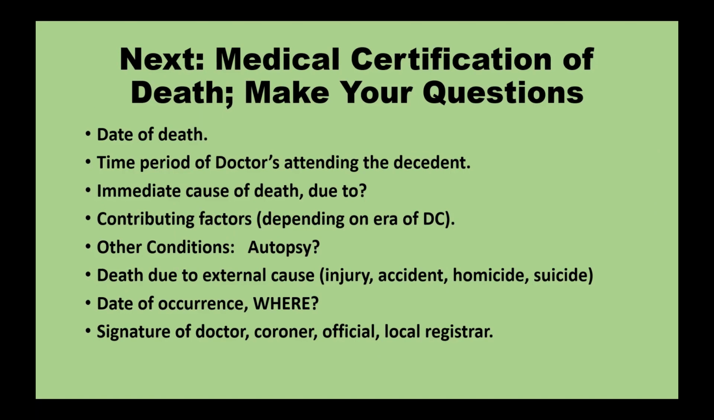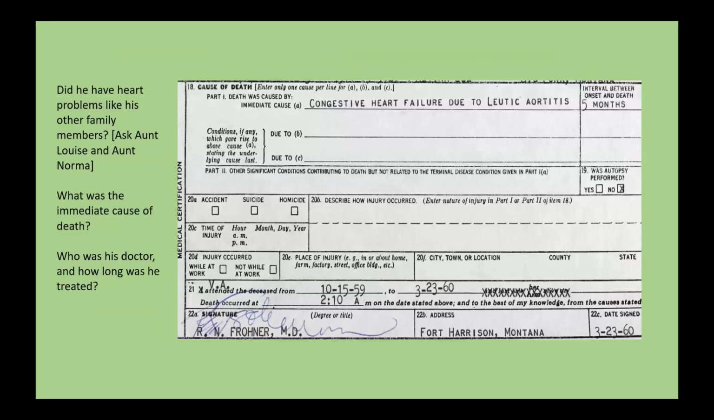Was it due to an external cause? Did they have a car accident? Were they murdered? Was this person suspected of suicide? What if there was an injury? Where did it happen and when? And those signatures that you get.